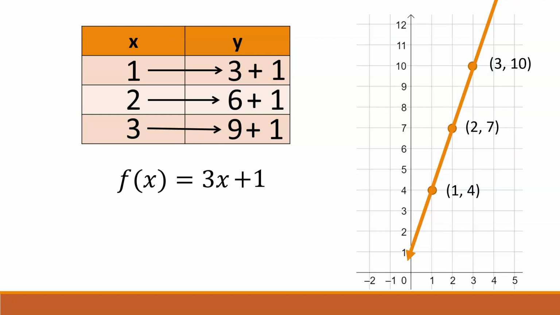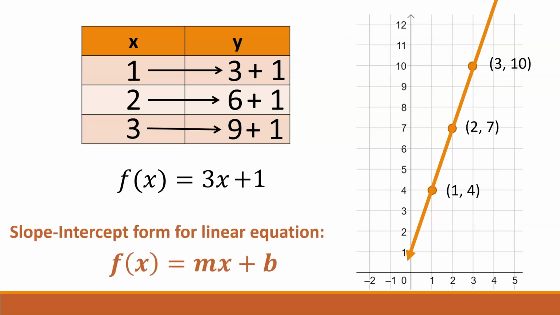Now, here's the thing about this equation. It's actually in a special form. There's something we call slope-intercept form for linear equations, which looks like this. f of x equals mx plus b. Do you see how this fits that pattern? f of x equals 3x plus 1. So in our equation for this line, the m is 3 and the b is 1.